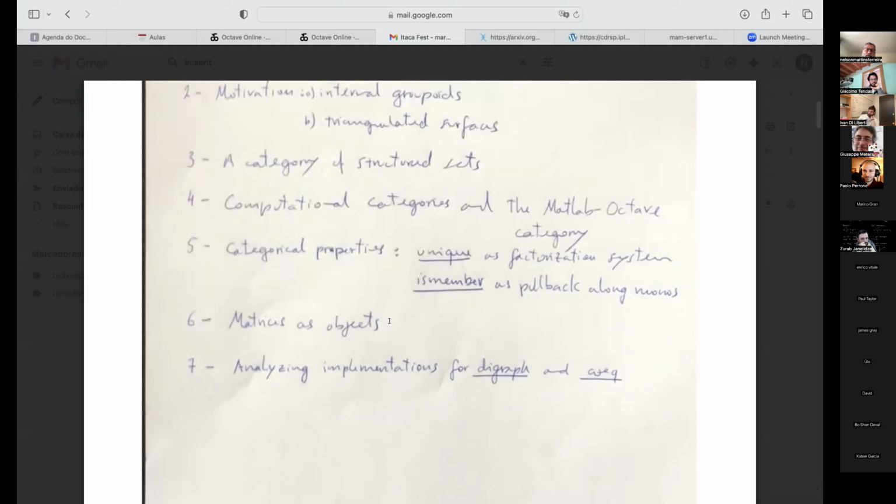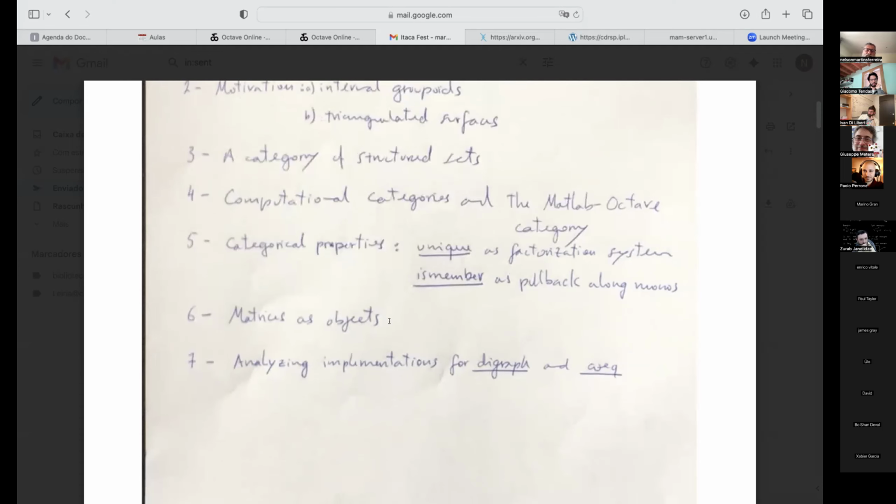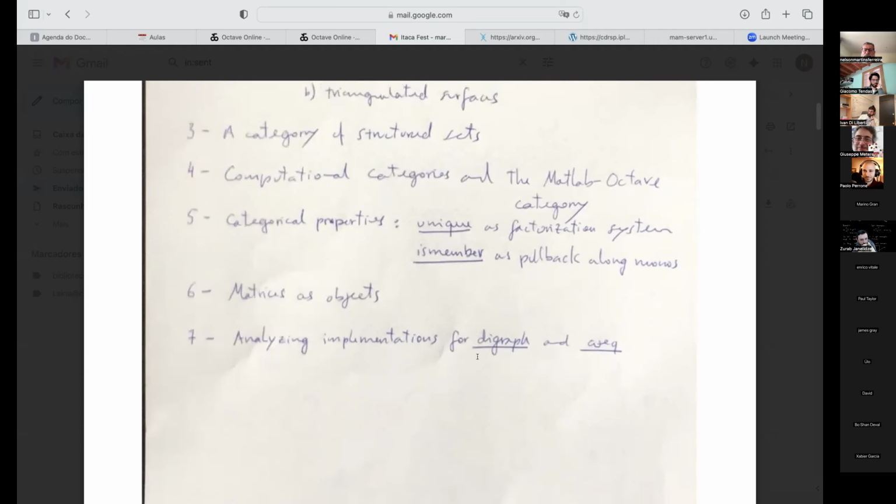And then we'll see that in practice, the objects are being considered as matrices, and we'll see what the morphisms are. And in the end, I will share a homemade implementation for two functions which are important, namely coequalizers and indexing D graphs, or graphs in abstract.